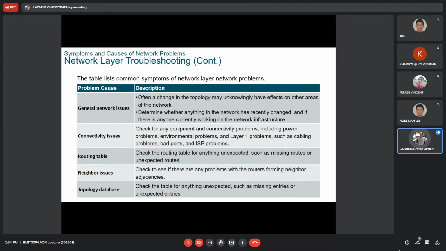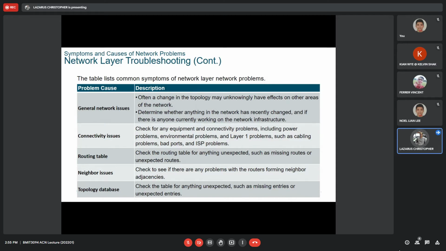Topology database: check the table for anything unexpected, any missing or unexpected entries in the topology database. See whether anybody unplugged something or added something. This can change the topology, and any change in the topology can affect connectivity.